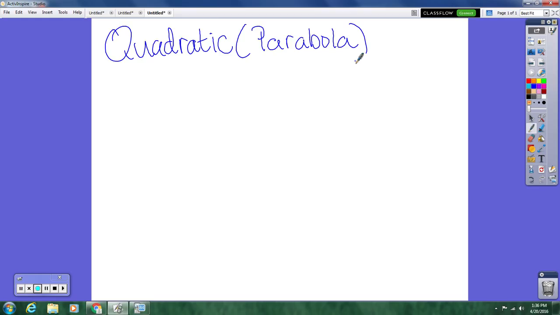Okay, so quadratic. There was one of the parent functions you're supposed to know. So you have quadratic parabolas, another way of naming them. You may know the parent function equation that goes with them. F of x equals x squared. Okay, so that's the parent function.